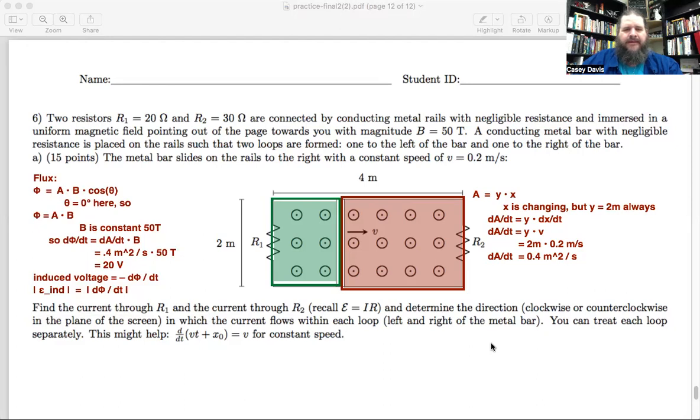And then we use the right-hand rule, number 1. So the I should be clockwise for the left loop. Yeah, that should work. And then for the right loop, we should just expect the exact opposite result. So it looks like that's going to be clockwise for the left loop, and then counterclockwise for the right loop.